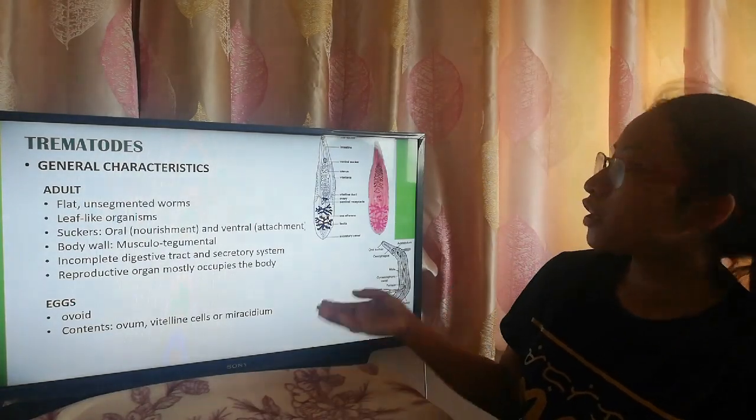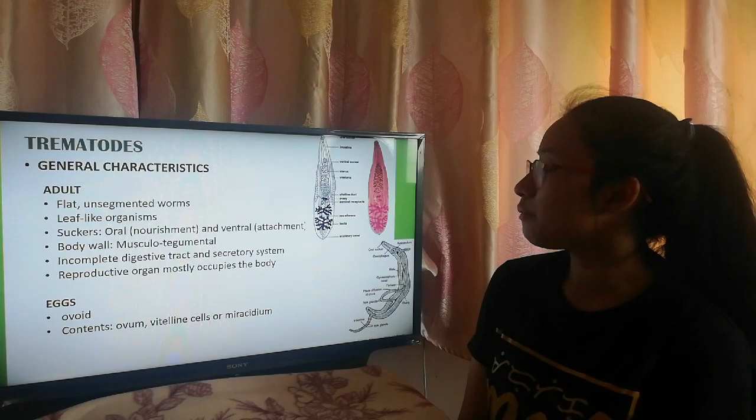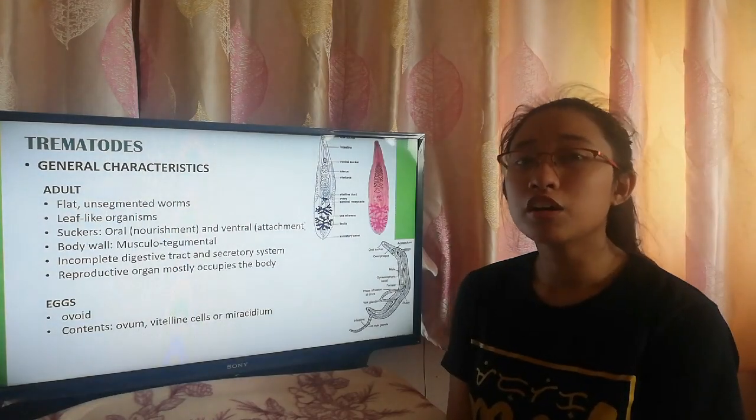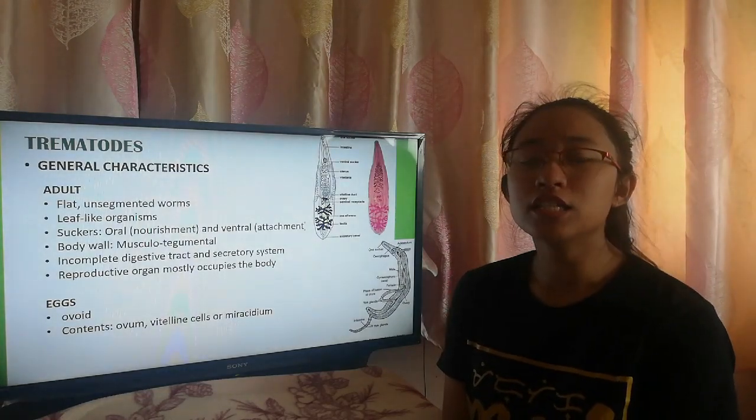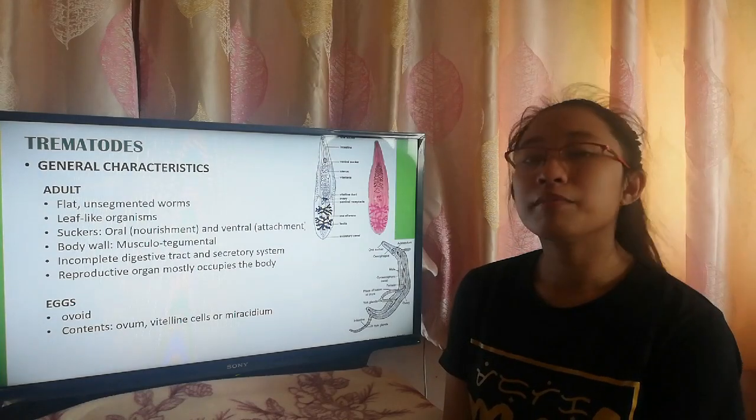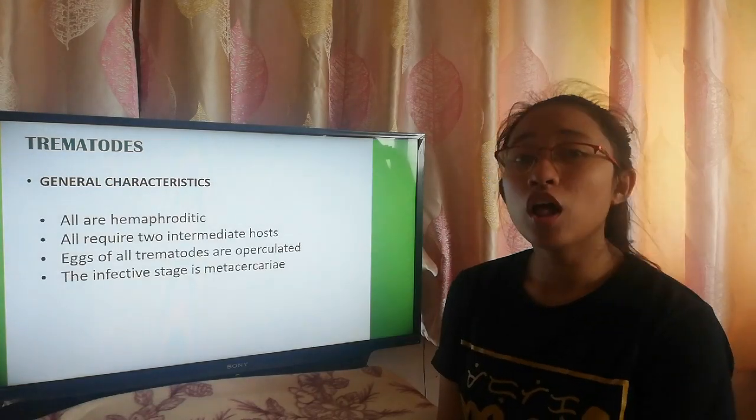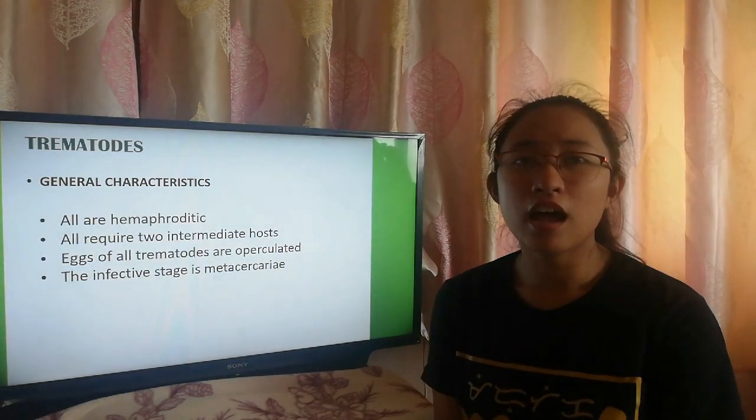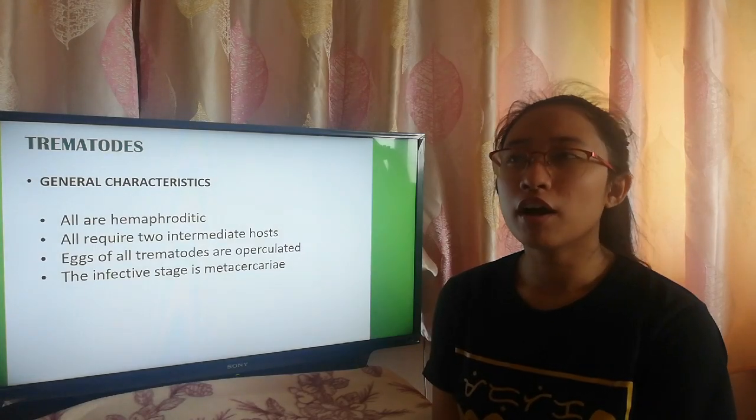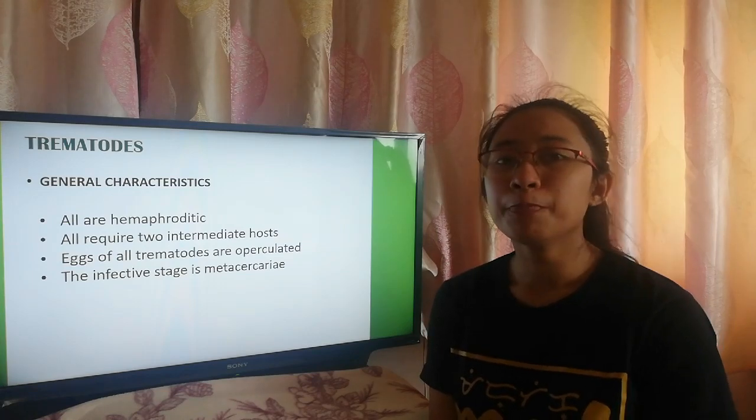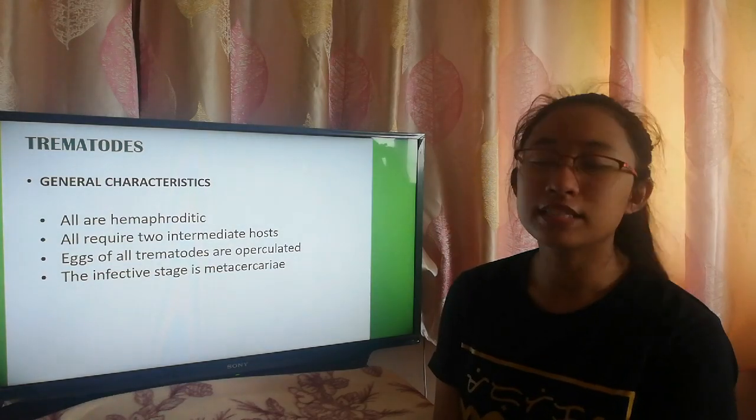As observed in the structure, they have an incomplete digestive tract and excretory system, and the reproductive organs are the ones that occupy most of the body. The eggs have an ovoid shape and the contents are ovum, vitelline cells, or miracidium. The other general characteristics of this parasite is that they are all hermaphroditic. They have a very complicated life cycle because they undergo different stages and they require two intermediate hosts before reaching the final host. Then the eggs are operculated and the infective stage is the metacercariae.